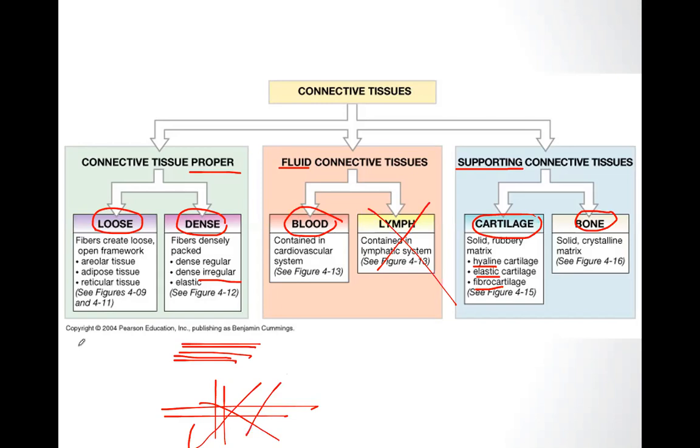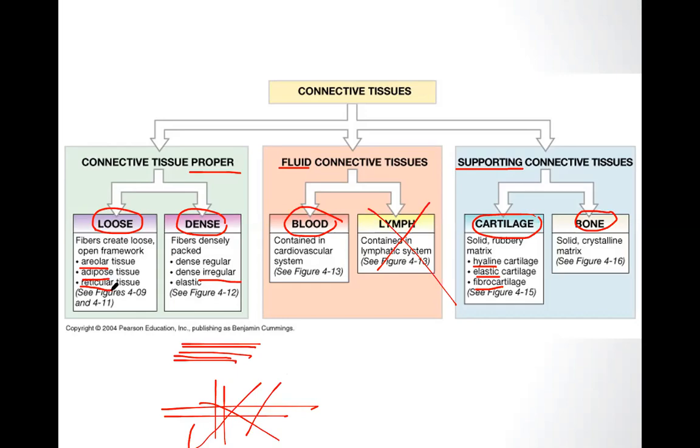For loose connective tissue, what do we have? Again, very limited or no protein fibers. You have one called areolar, one called adipose, and one called reticular. Now, I'm trying to keep this as simple as possible. There's a lot more information that we can get into that helps people who are interested in pathology, but we're going to try to keep it as simple as possible.